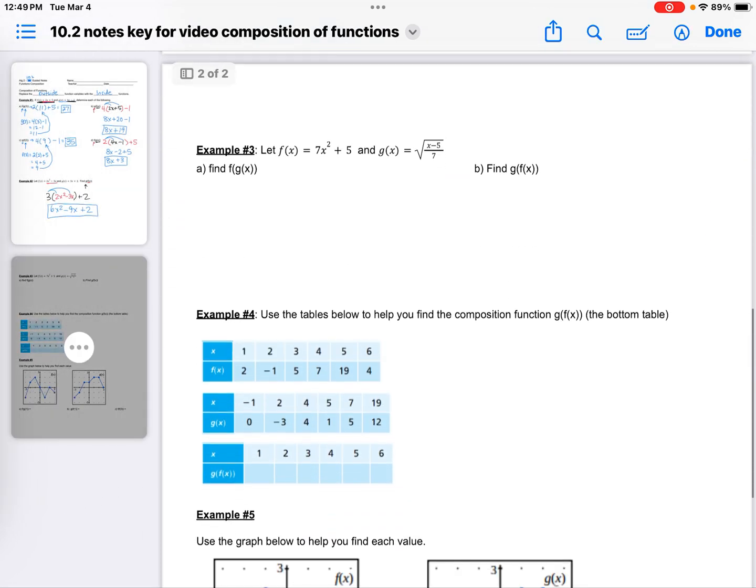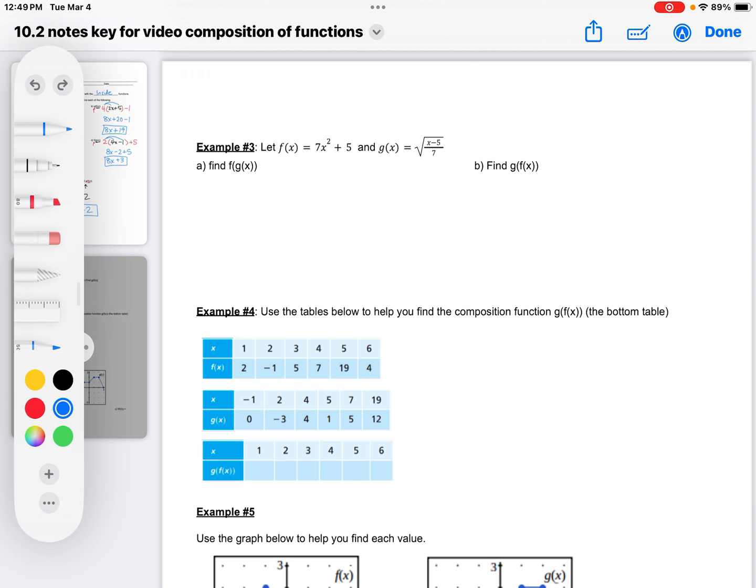Okay, back side of our notes. Let's see what happens if I do a composition with these functions. Something special is going to happen with these ones, which we'll talk about more in a later lesson.